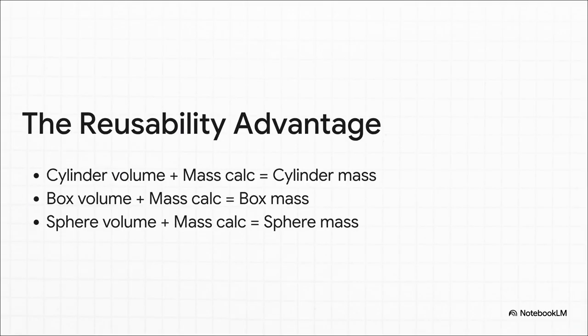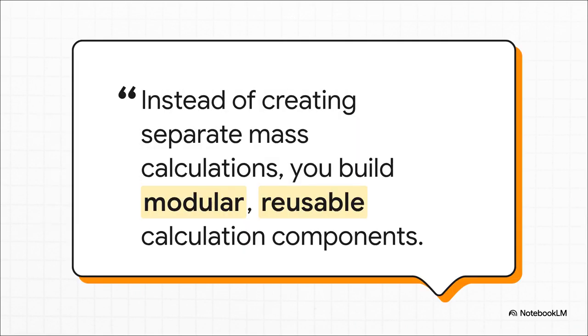And here's where it gets really powerful in the real world. Imagine you build one single, reusable calculation for mass, just one. Now you can take that same exact calculation and plug it into a workflow for a cylinder's volume, or a box's volume, or a sphere's volume. You build the logic for mass once, and then you just reuse it everywhere. It's awesome. This quote from the docs just nails it, right? Instead of creating separate mass calculations for every shape, you build modular, reusable calculation components. That's it. This whole approach saves you a ridiculous amount of time, it slashes the chances of making a mistake, and it makes your workflows so much easier to understand and to scale up later. It's the definition of building smarter, not harder.